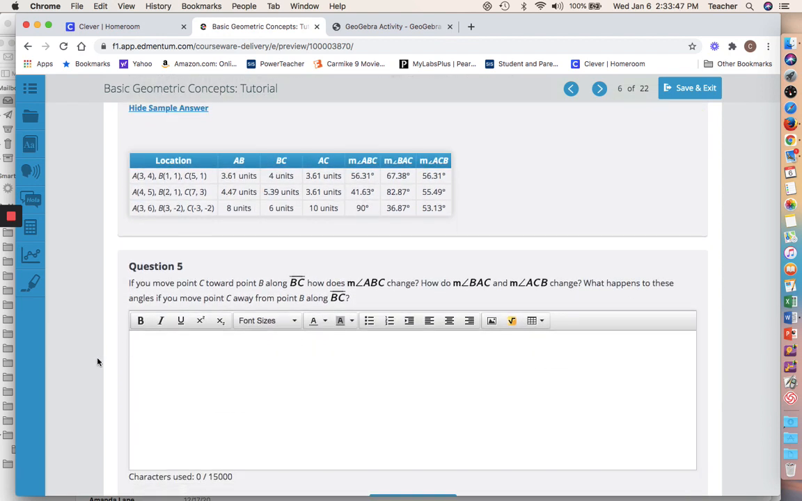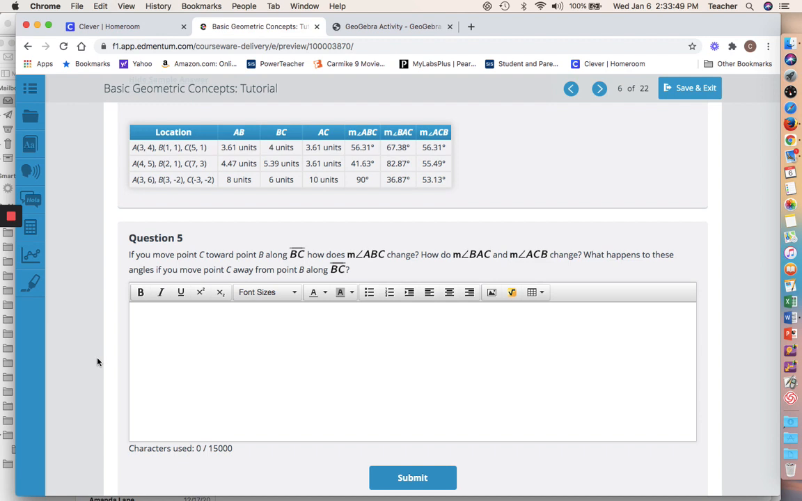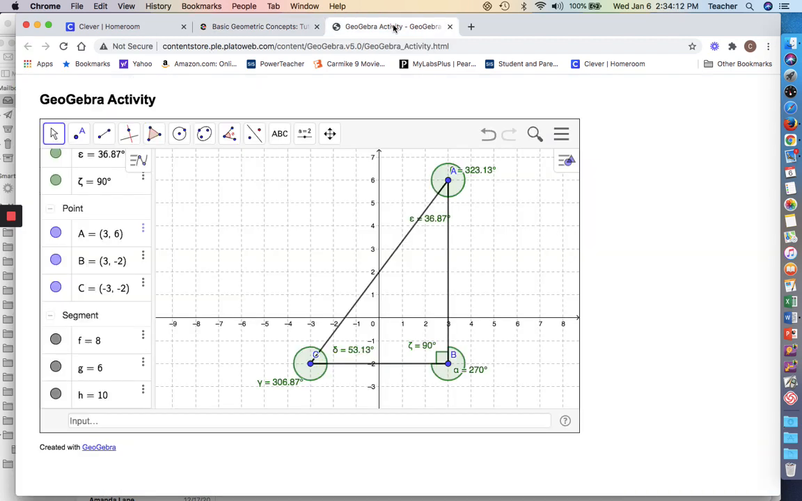All right, question 5. If you move point C towards point B along BC, does angle ABC change? Now, again, remember, they're looking for that letter in the middle, so they're talking about angle B. How do angle BAC and ACB change? And what happens to these angles if you move C away from B? All right, so we're going to move C towards B. So I'm going to come over here and click move. C towards B along that same line.